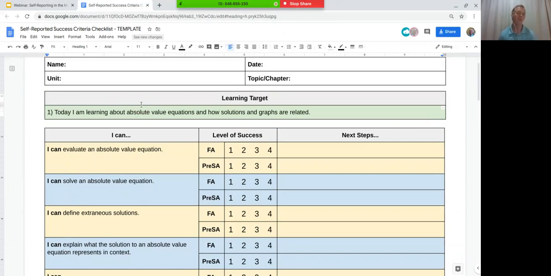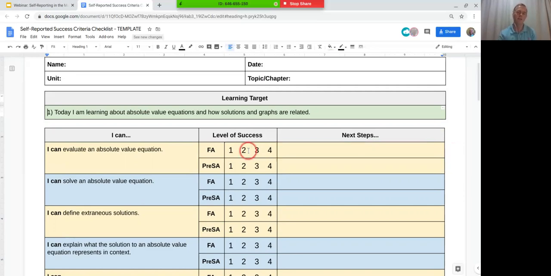The way I would read this to kids is, I can evaluate an absolute value function. If I gave you a formative assessment, how did you do on that? 4 is like knocking it out of the park, 1 is not even close, and 2 and 3 are in between. Then I have a next steps piece: what are you going to do next to get yourself to a 3 or a 4? Kids might say, I just need to do a little more homework, or work through 2 or 3 more problems, and I think I can get there. Or the next steps might be nothing, just continue to practice.